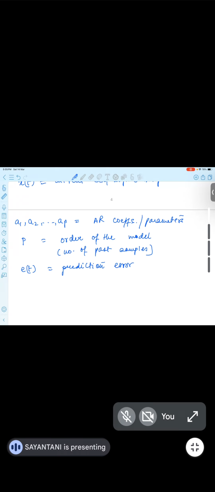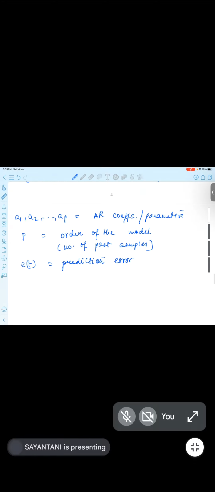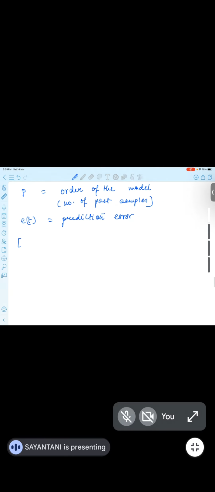Okay. So once we are able to represent this signal in this particular structure, for classification or clustering, we save all these coefficient values A1, A2 till AP into a vector, and we just forward this to a classifier or a clustering model for making a final decision. So these autoregressive parameters or coefficients are the most important thing which we are going to extract and feed to a classifier.